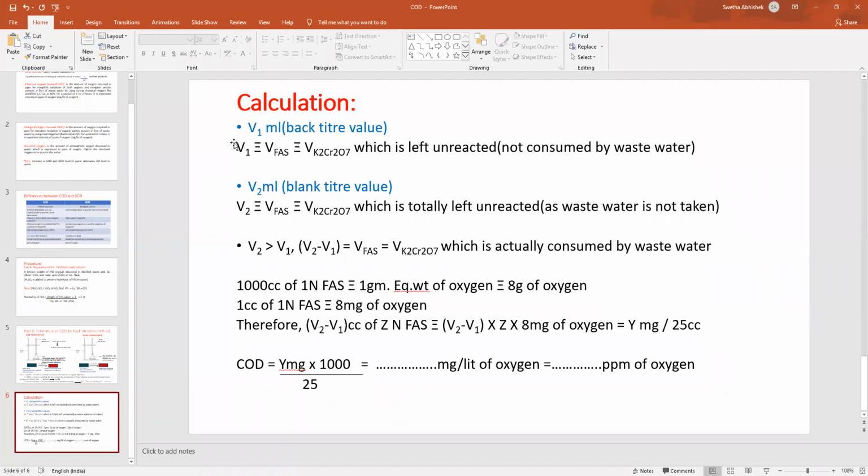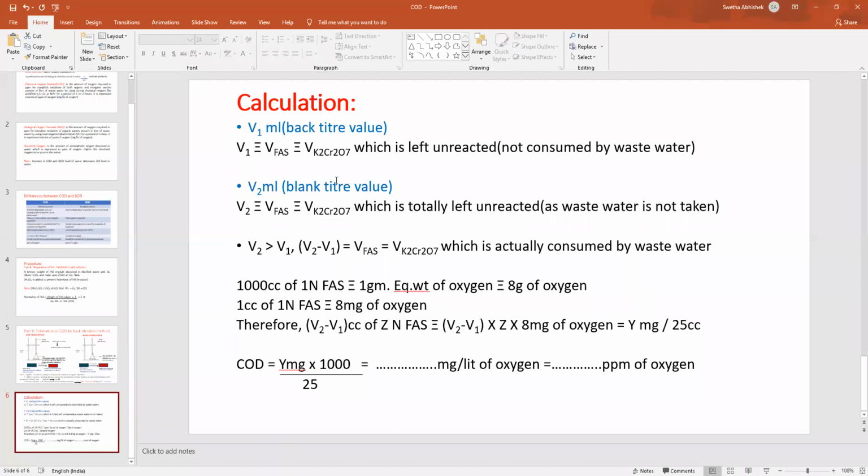That means the part of the potassium dichromate which is not consumed by wastewater, because part of the potassium dichromate is consumed by wastewater, whereas part of it is not consumed. The part which is not consumed by wastewater gets reacted with FAS. That gives you V1. Then what is V2?